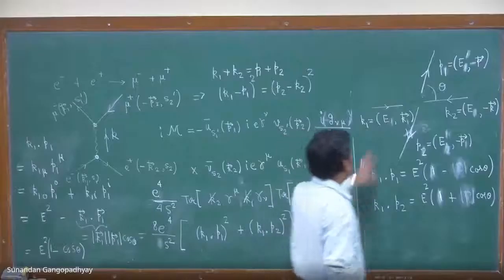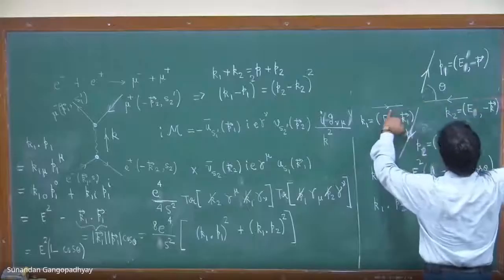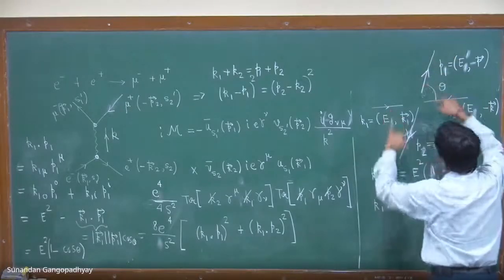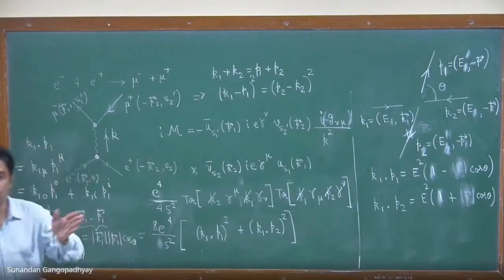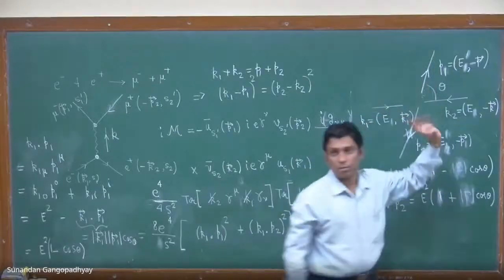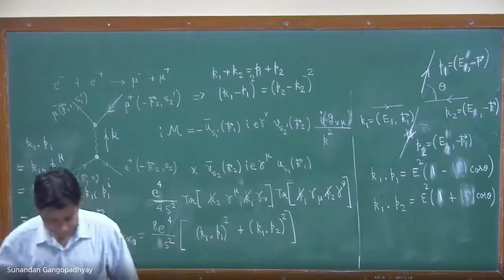Between K1 and P1, the angle is actually pi minus theta, so it will actually be minus of cos theta. This is K1 and this is P1, so this angle is theta. Look at the arrows, this arrow. So take the dot product, theta. Okay, I understood.